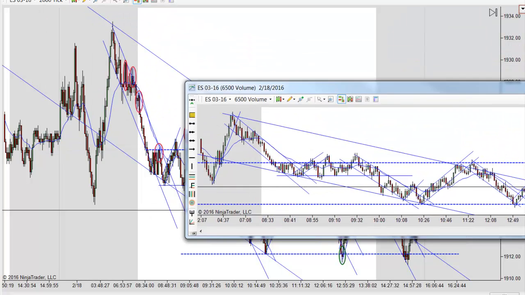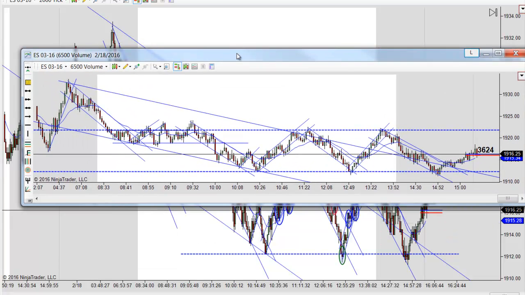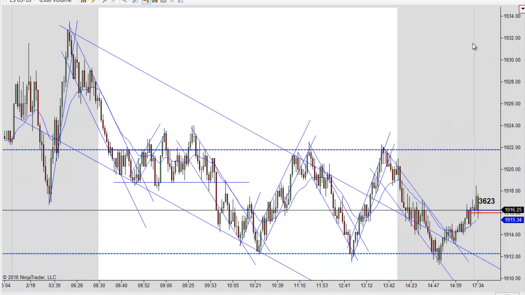So there's the 2000 tick chart, and you can see the trend down, then we kind of go sideways, and the other trend down, and then we just go sideways. And you can see that exact same thing. There's the trend down, we go sideways, the trend down, then we just go sideways.